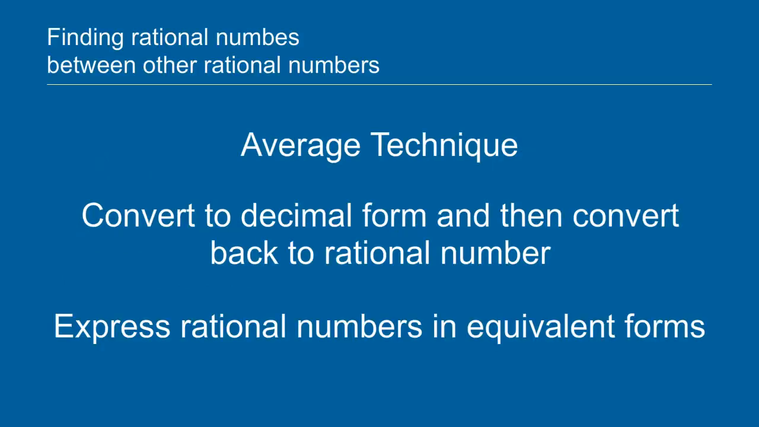Well, there are many ways to go about solving questions like these. Specifically, we can use any of these three techniques. The first one is known as the average technique. Second one is we convert the number to decimal form and then convert them back to rational numbers. And the last one is expressing rational numbers in equivalent forms. These are some of the three methods we can use to solve questions like these. Now let's find out what these methods are and more importantly, how and when to use these methods.